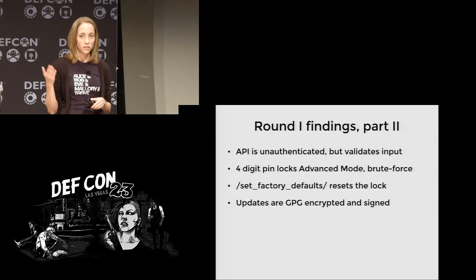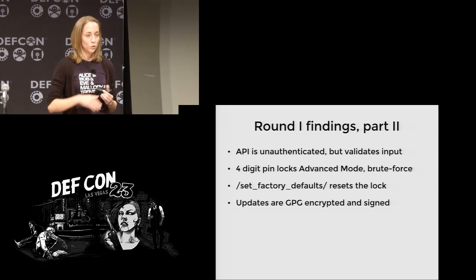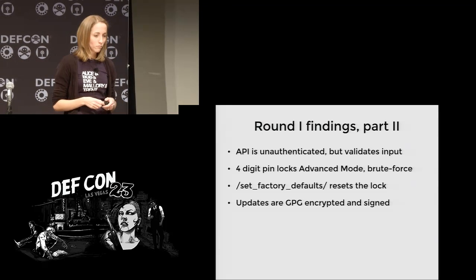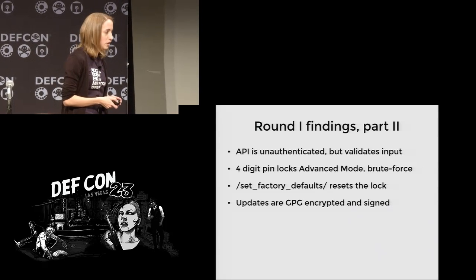And we also found that the API call set factory defaults will reset the lock. So if someone's got the lock set on the rifle, you can just use that API call and it will just reset it. The updates are GPG encrypted and signed as well.